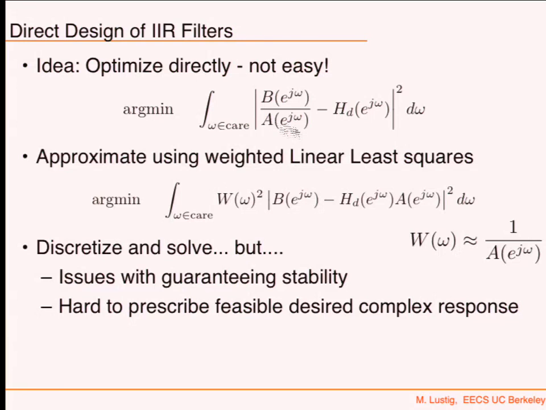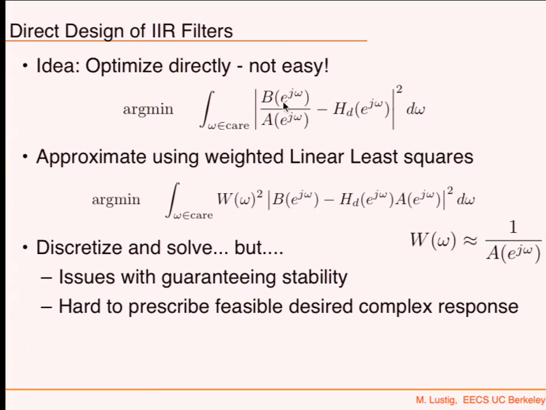I mean, this is really annoying, right? So how about we multiply both of these by A(e^jω)? We'll get rid of the denominator. This makes it into a weighted least squares problem, weighted by whatever A(e^jω) is. If you think about it, if I multiply by that, then it's the same as putting a W up front.